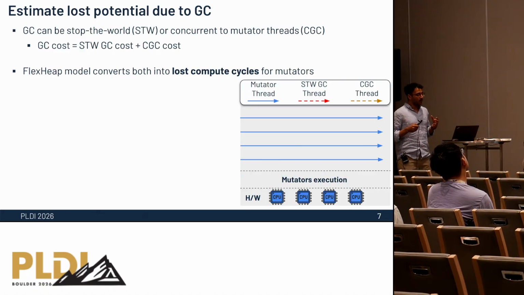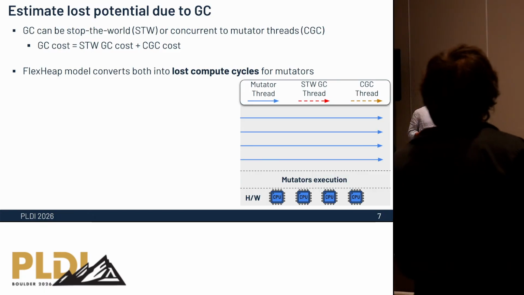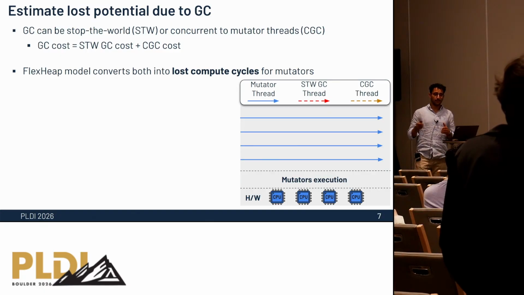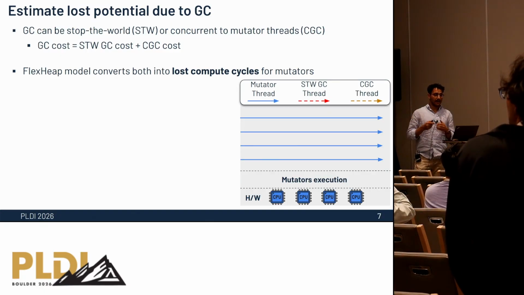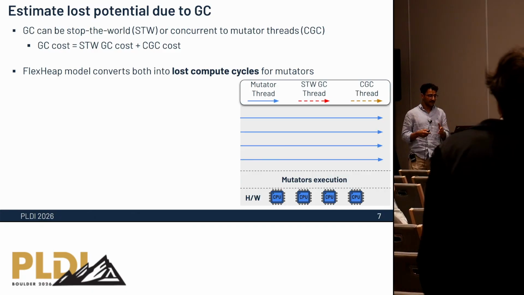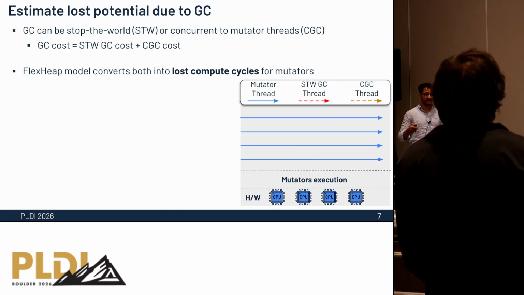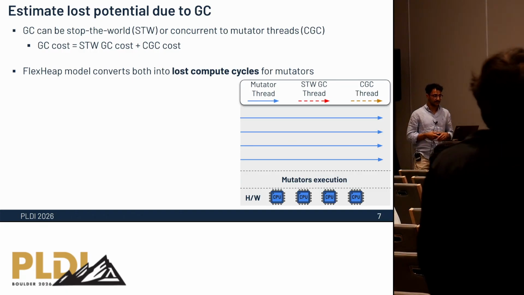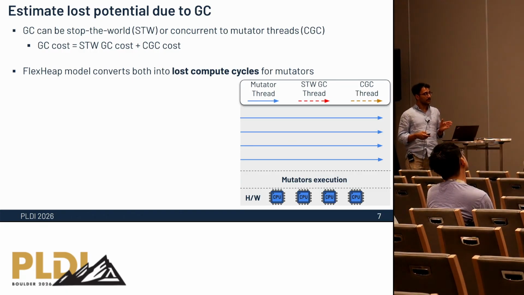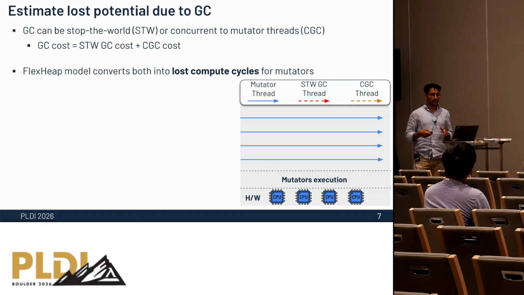So now, how do we estimate the overhead of the GC? GC in G1 can be stop-the-world, which means that during the GC the mutator threads are stopped and cannot run. We also have concurrent GC phases, which means that concurrent GC threads run alongside mutator threads. So FlexHeap models this cost and converts it into lost potential compute cycles for mutator threads.